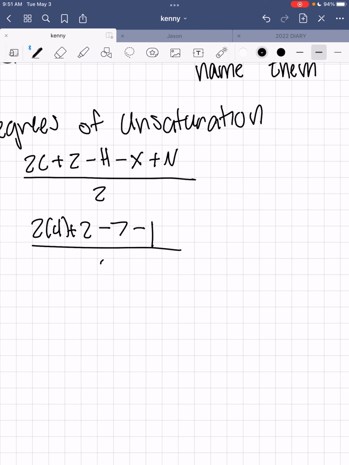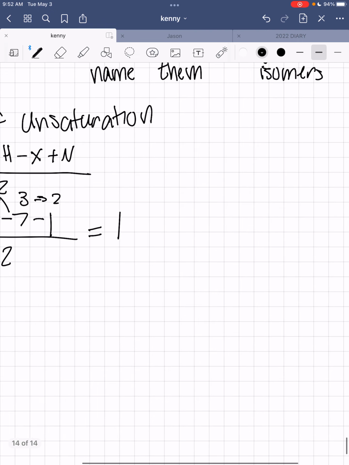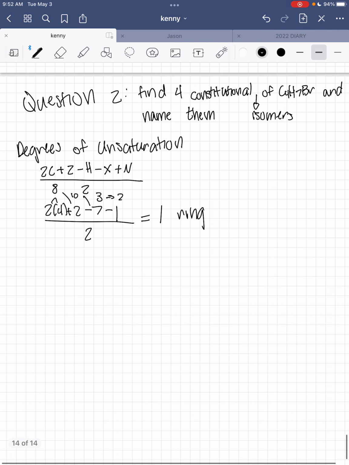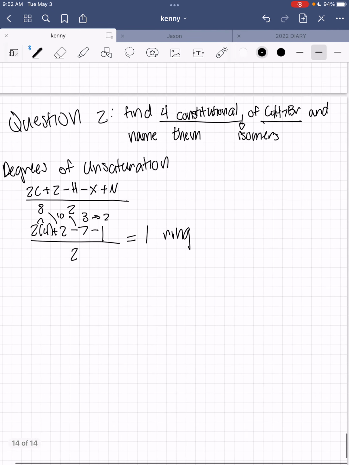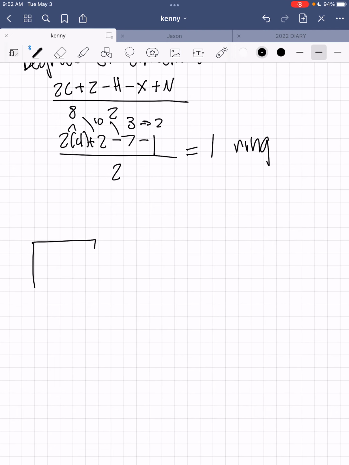And then all this divided by 2, so 8, 10, 3, 2, and then equals 1. So there'd be 1 ring. And so we need to find 4 of them. So let's start. We know there's 4 carbons. The most obvious one that you're probably thinking of is just put the carbons in a square because we need 1 ring of carbon.